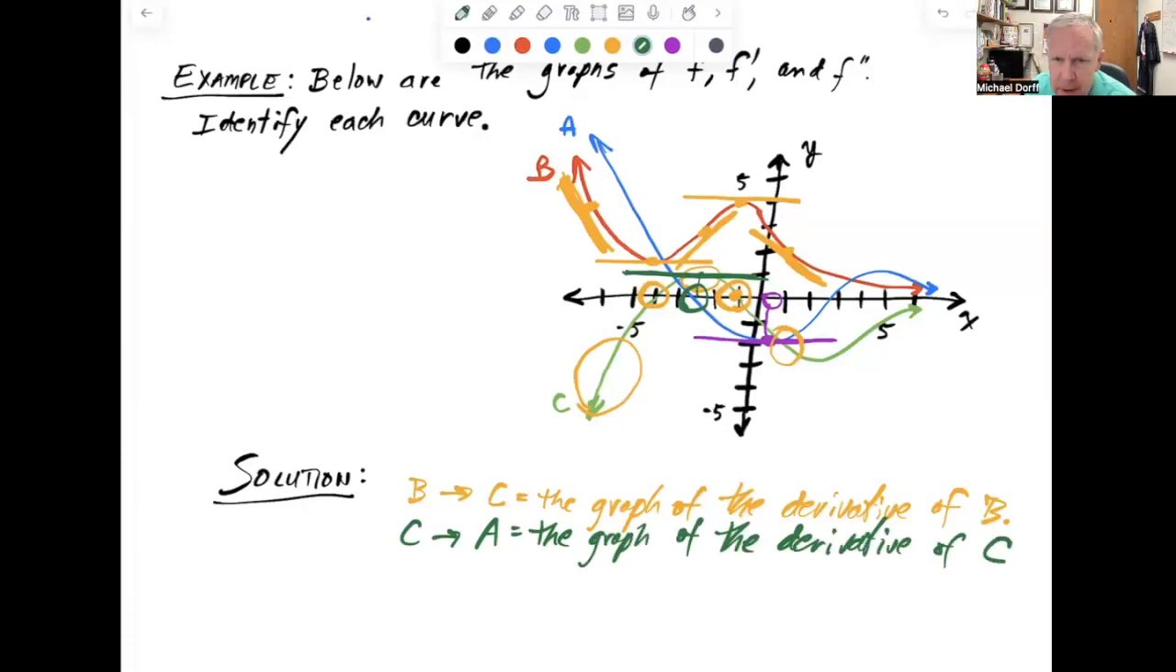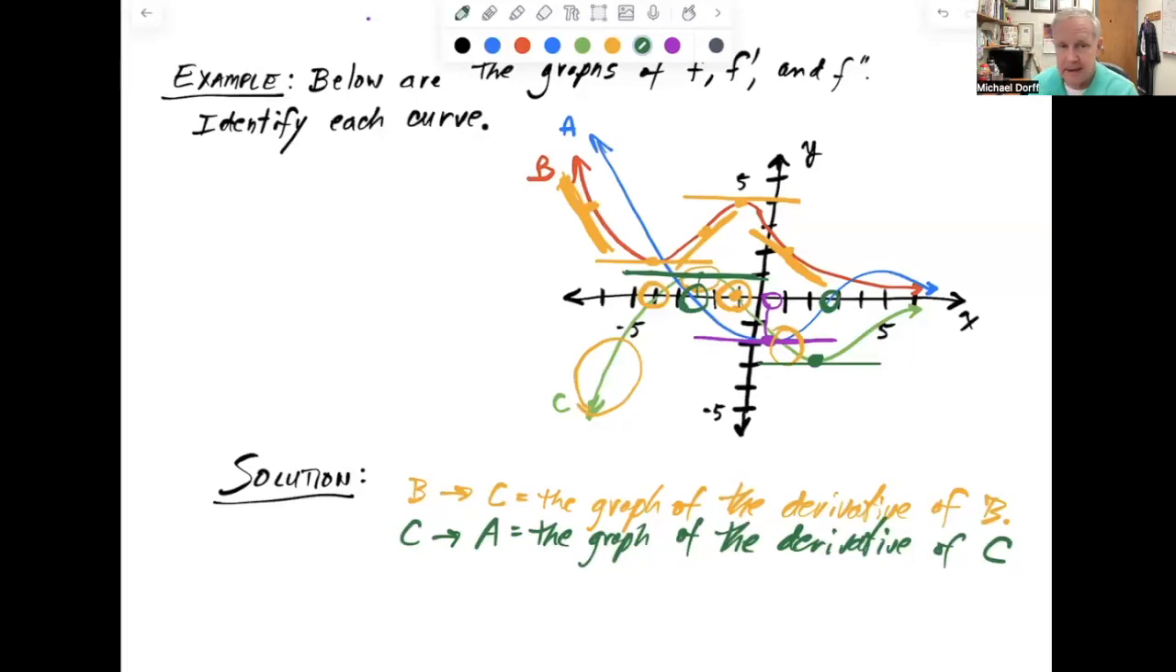I continue on the graph of C. I also notice that at about x equals 2, if I draw the tangent line there, it's horizontal, and that means above it here we should have a place where the blue line crosses the x-axis, and it does. I can continue my discussion along this line.